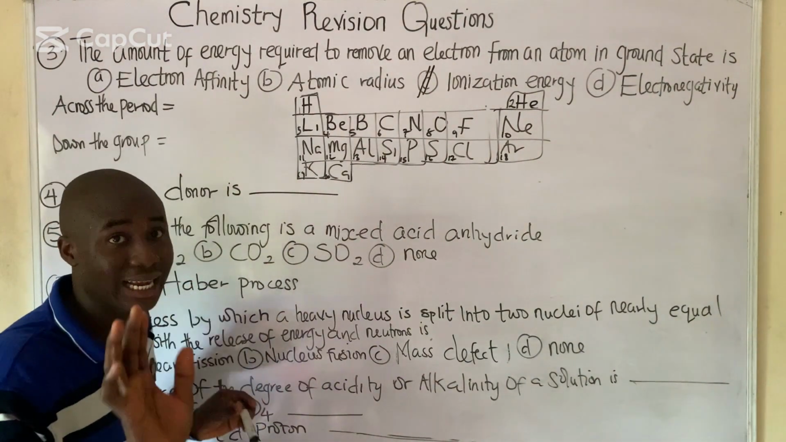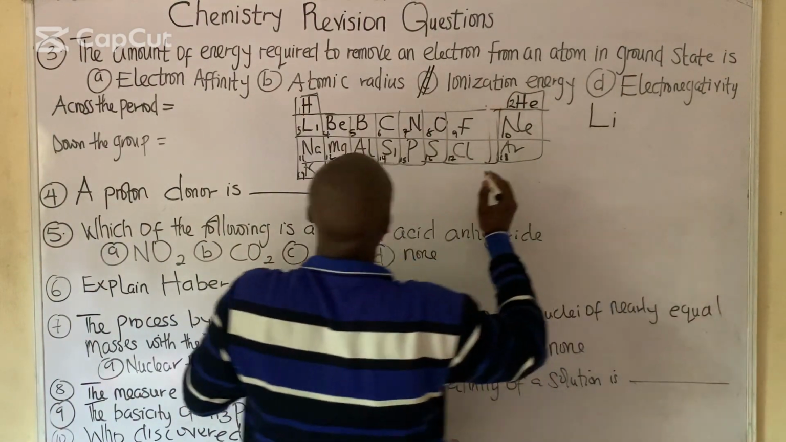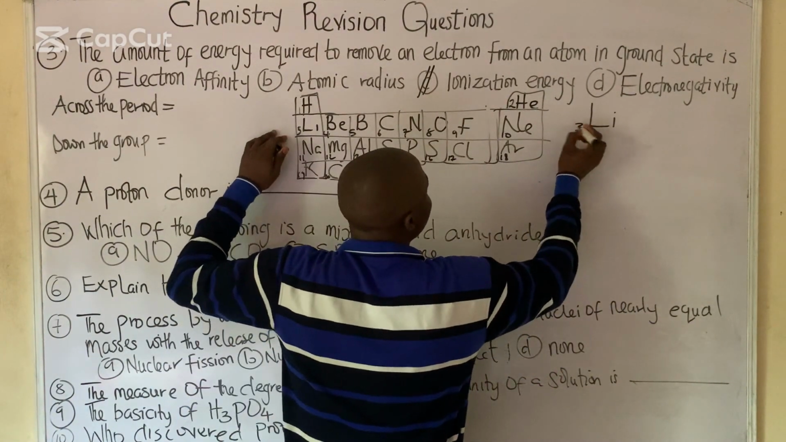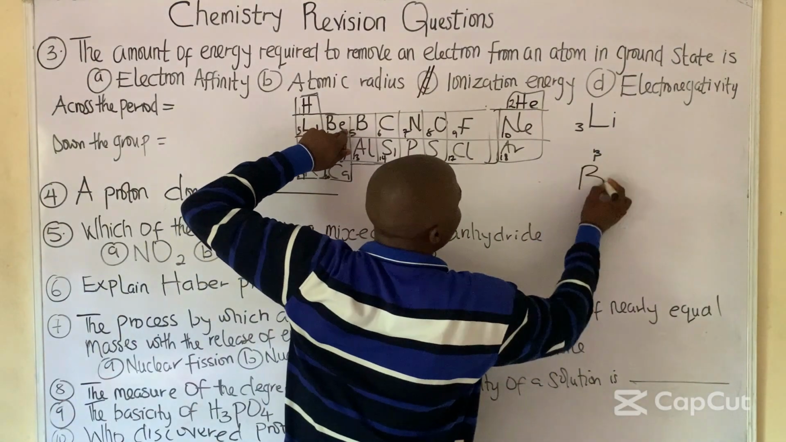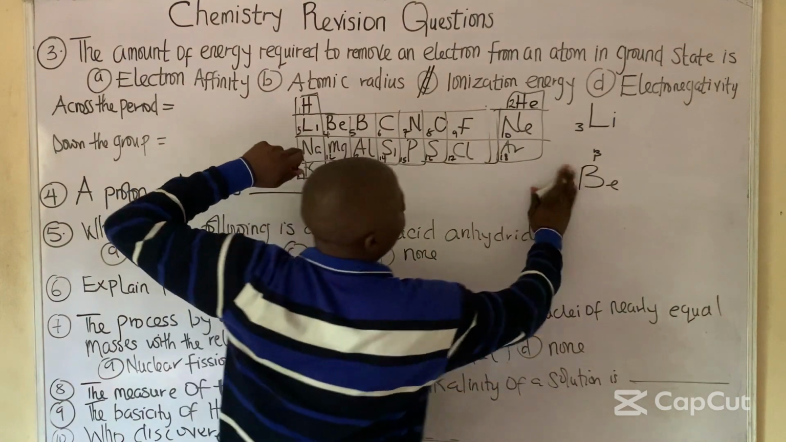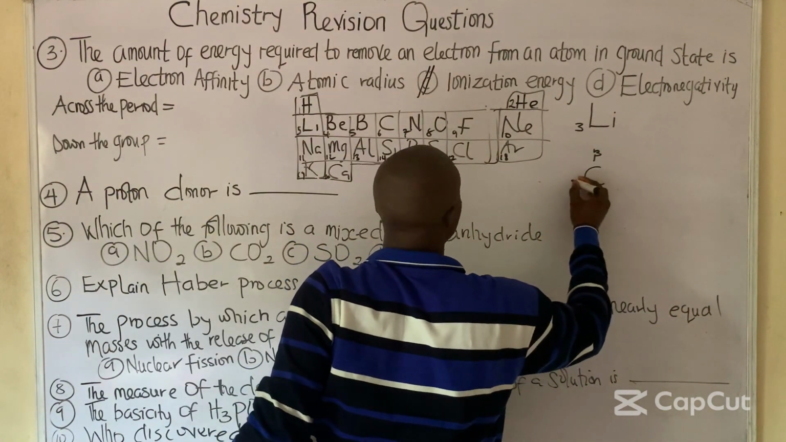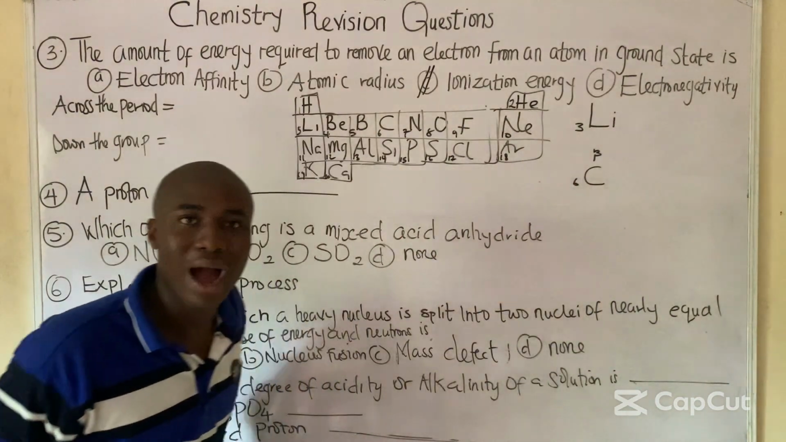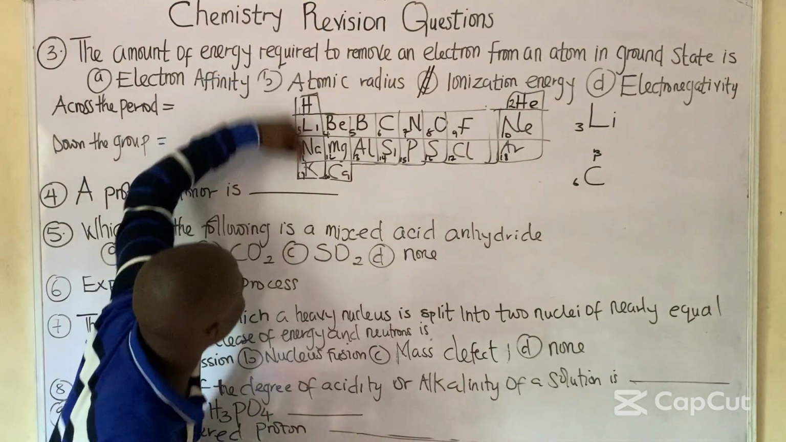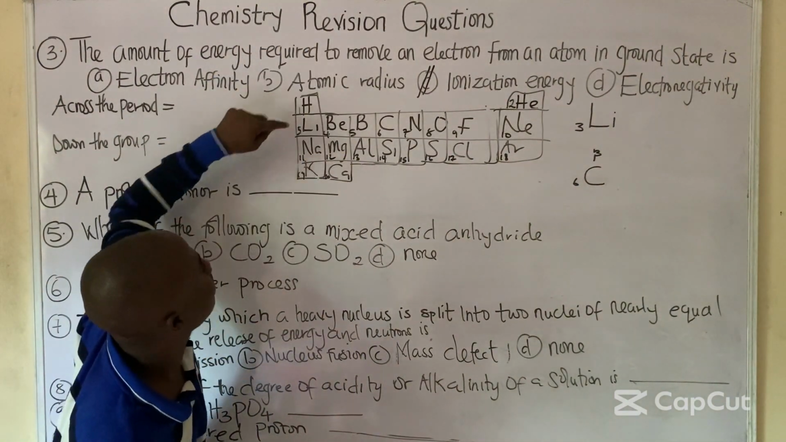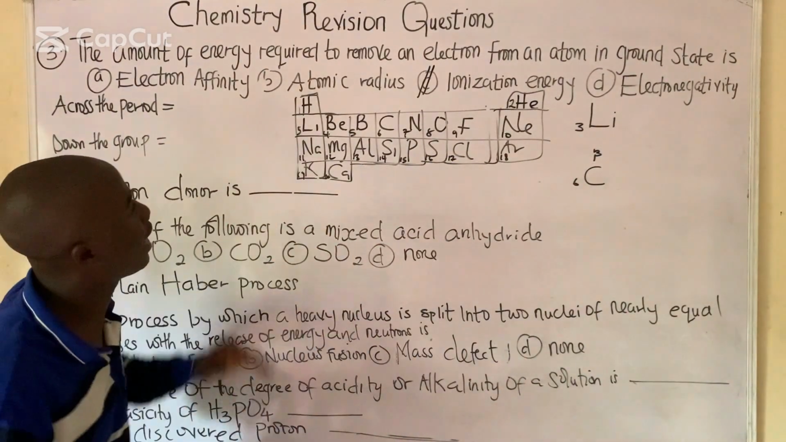So now let's take an example from what I just said. This is lithium with atomic number 3, and this is beryllium with atomic number 4. Or okay, let me just use carbon with atomic number 6. Now, this is across the period, and this is down the group. So I picked the elements across the period as we are explaining ionization energy.